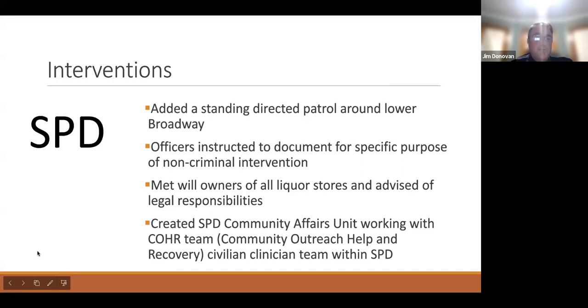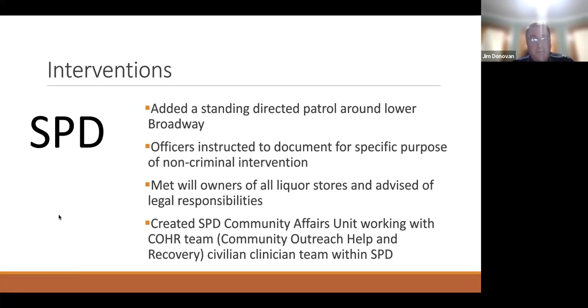What are the interventions that the members of the Somerville Police do to assist the neighbors, help with the quality of living in certain areas, but also respect and help our unhoused population? Currently, specifically with Lower Broadway, we have a standing directed patrol around Lower Broadway. A directed patrol is where our officers specifically spend a certain amount of time in a certain area with a certain purpose.